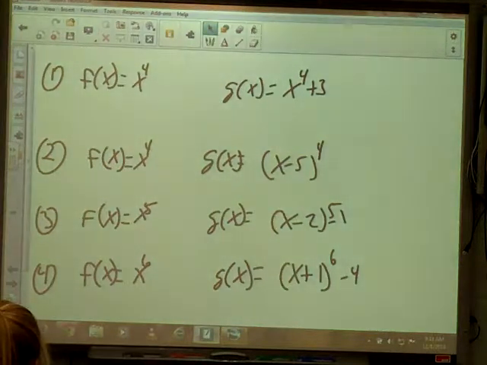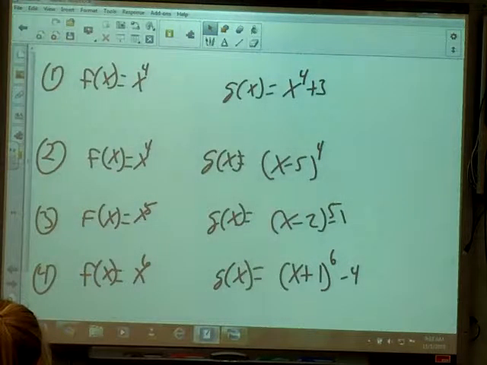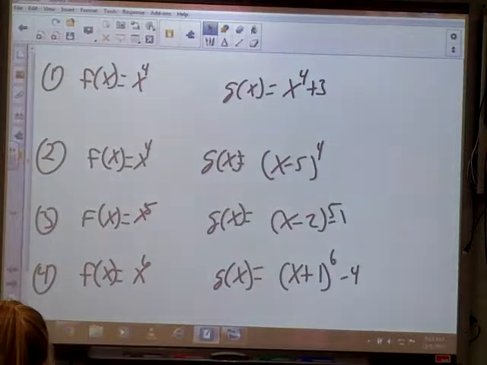Alright. Gracie, what did number 1 do? It went 3 units up. 3 units up is exactamundo. Good job. Caitlin, what did number 2 do? 5 units right. 5 units right. Everybody good? Good.